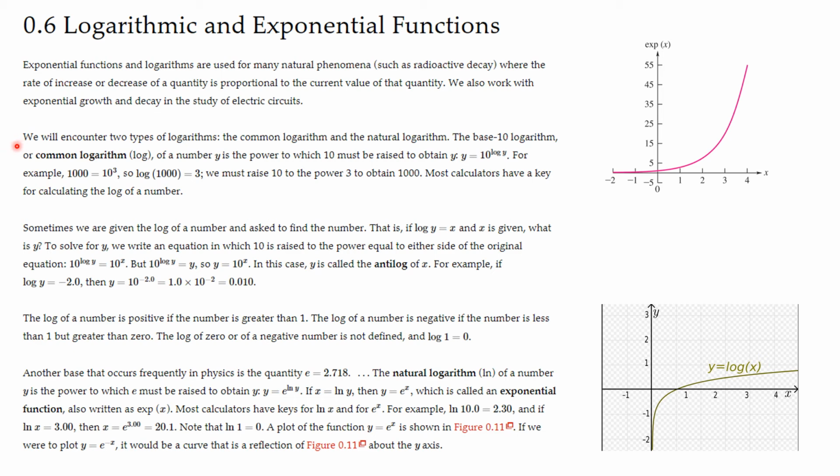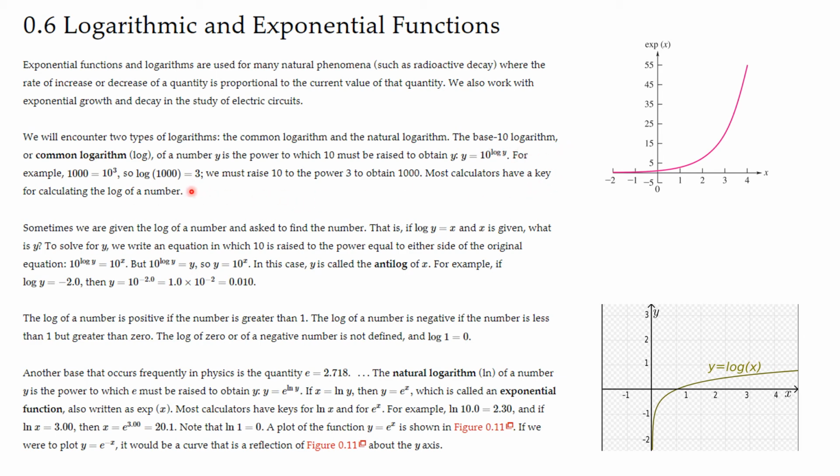So we're going to encounter two types of logarithms. Actually, in a physics book, you encounter two types. In just this course, there's only going to be one type, and we're going to talk about the common logarithm, and the common logarithm is the base 10 logarithm. And that's written as log.